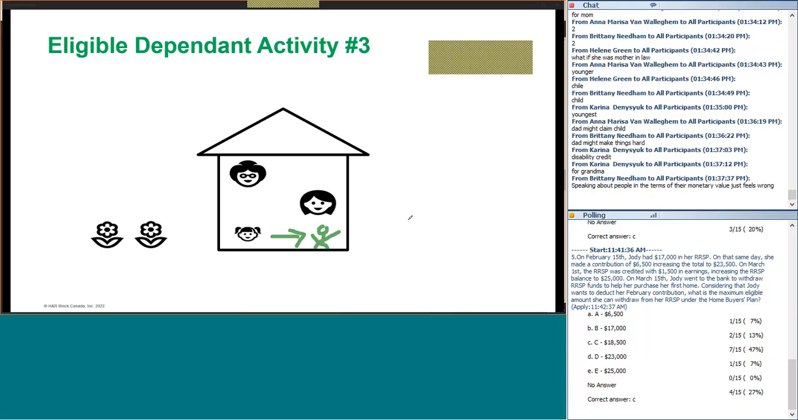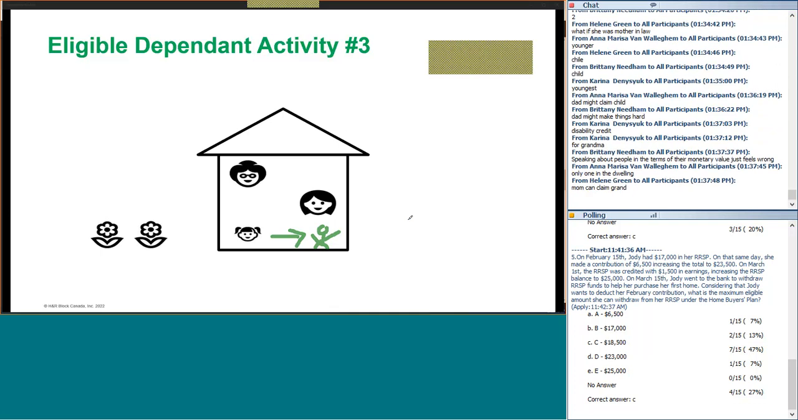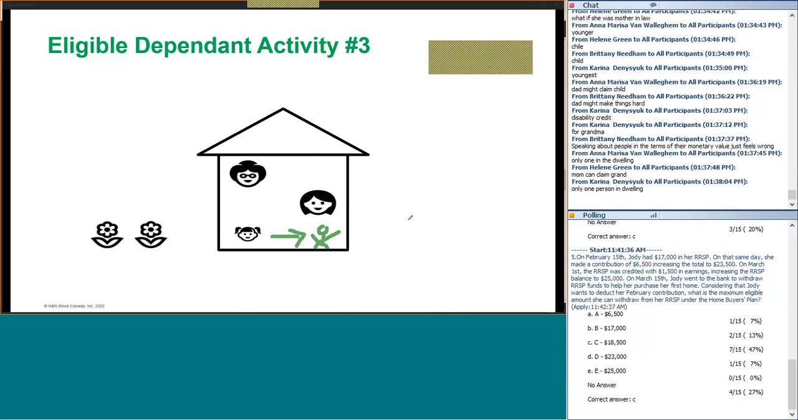Now, who can claim eligible dependents? Only one in the dwelling. That's the important thing to remember. So lots of people can claim lots of people. If mom is supporting her daughter and her granddaughter, she might be able to claim the granddaughter as an eligible dependent if she's financially supporting her. It means mom can't claim, or child can't claim grandchild. It gets messy when we start running into these, but one per dwelling.